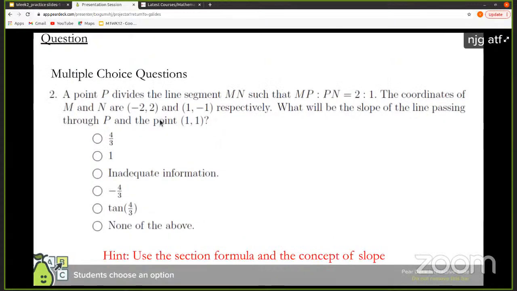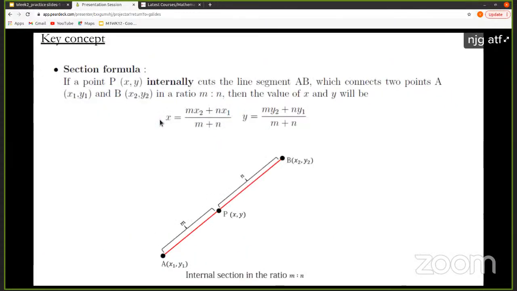Okay, Lakshman, right? Yes, sir. So this is the section formula you have, right? Yes, sir. So we know x1, y1, x, y, x2, and y2, right? Yes, correct, sir. So you just have to find m and n. Now x is equal to m times x2 plus n times x1 by m plus n, right? Correct, sir. So just substitute x, x2, and x1.